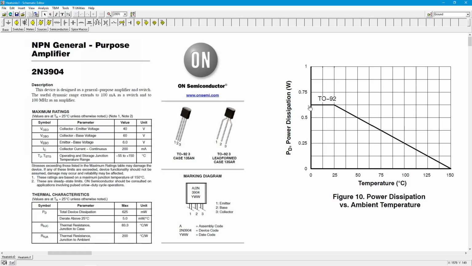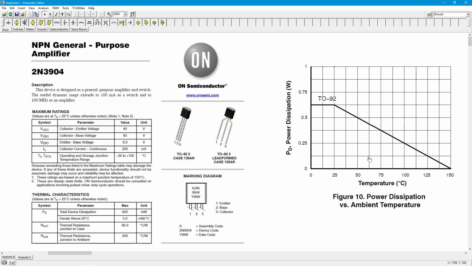This would be the 0.625 or 625 milliwatt level. And then as the temperature goes up, we see this thing drop off, till finally we get out here to the maximum junction temperature, which is 150 degrees. And you'll notice that is over here. They say maximum storage and junction temperature range peaks out at 150 degrees centigrade.